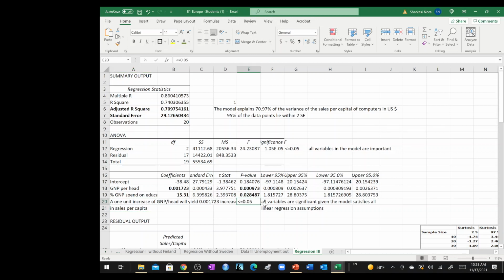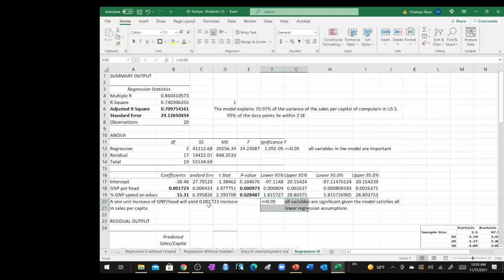To make this a little bit more readable, you multiply this by 1, 2, 3. And you multiply this unit by 1, 2, 3. So it becomes a $1,000 increase in GNP per head yields $1.723 increase in sales per capita. So if you multiply both sides by a certain number to make it more natural, yes, you can do that.